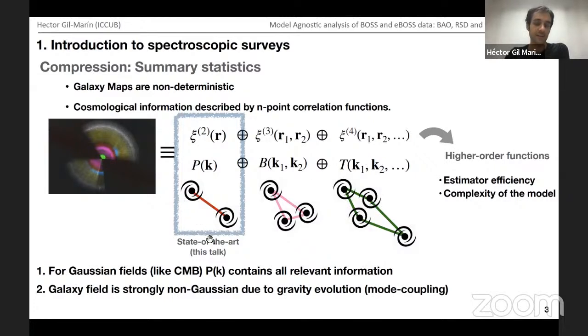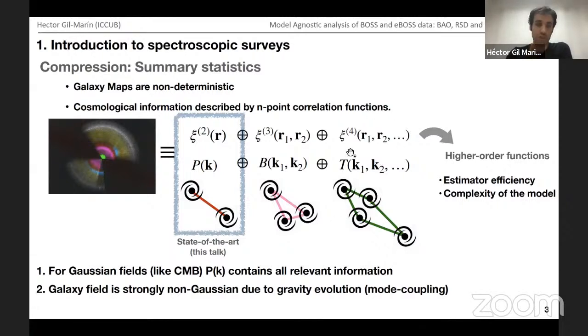These are essentially pair countings, triplet countings, or quadrilateral countings of galaxies at different scales and different shapes. If the galaxy field were Gaussian, all the information would be contained in the power spectrum, the bispectrum would be 0, and the trispectrum would be just a function of the power spectrum. But because of galaxy evolution, even if the initial condition of the galaxy field is Gaussian, just galaxy evolution would cause a non-Gaussian signal that would eventually produce a 3-point function and a 4-point function.